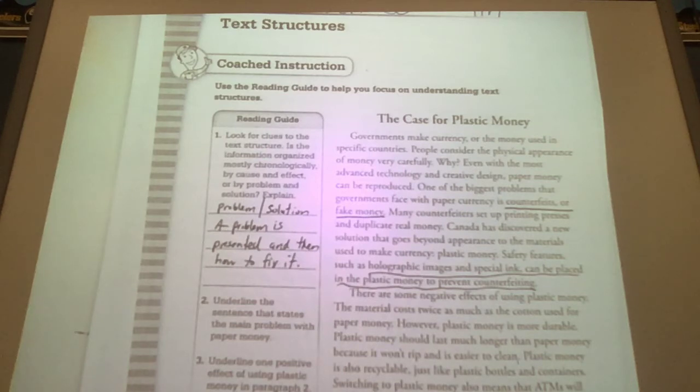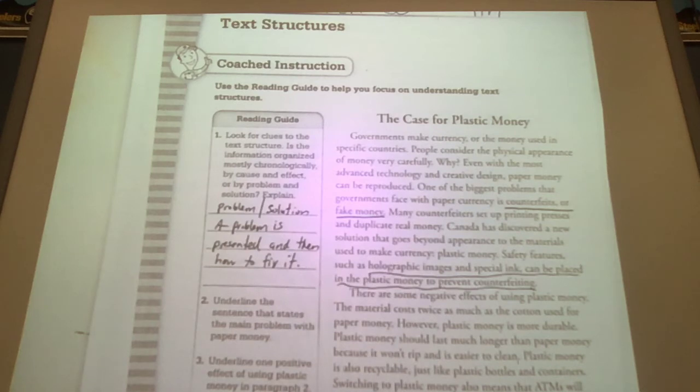Safety features such as holograph images and special ink can be placed in the plastic money to prevent counterfeiting. There are some negative effects of using plastic money. The material costs twice as much as the cotton used for paper money. However, plastic money is more durable. Plastic money should last much longer than paper money because it won't rip and it's easy to clean. Plastic money is also recyclable, just like plastic bottles and containers. Switching to plastic money also means that ATMs will need to be updated to fit the wider plastic currency. The benefits outweigh the negatives when governments consider how much money is lost due to counterfeiting. Plastic money may not be easy to fold and slip into your pocket, but it's much safer and more durable in the long run.